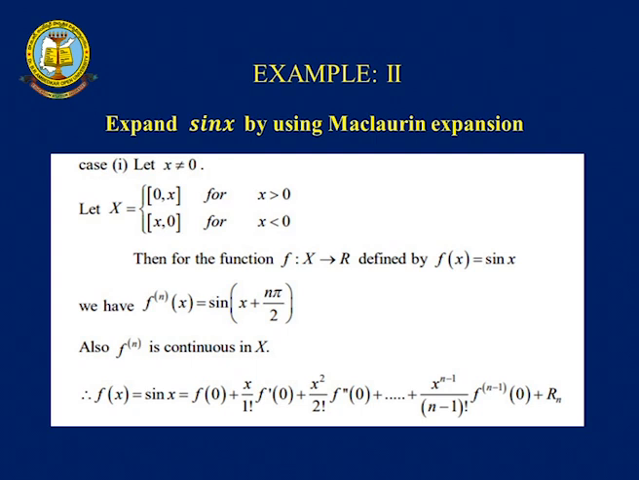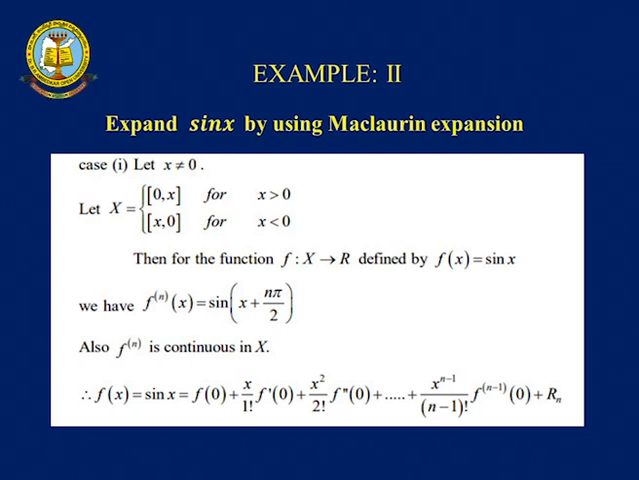So, first let us take that x is not equal to 0, and in the same way we define one function, capital X equal to the closed interval 0 comma x for x greater than 0, and the closed interval x comma 0 for x less than 0. Then the function f from X to R is defined by f of x equal to sin x. The derivative of sin x, f dash of x, is cos x. Next, the second derivative: the derivative of cos x is minus sin x.